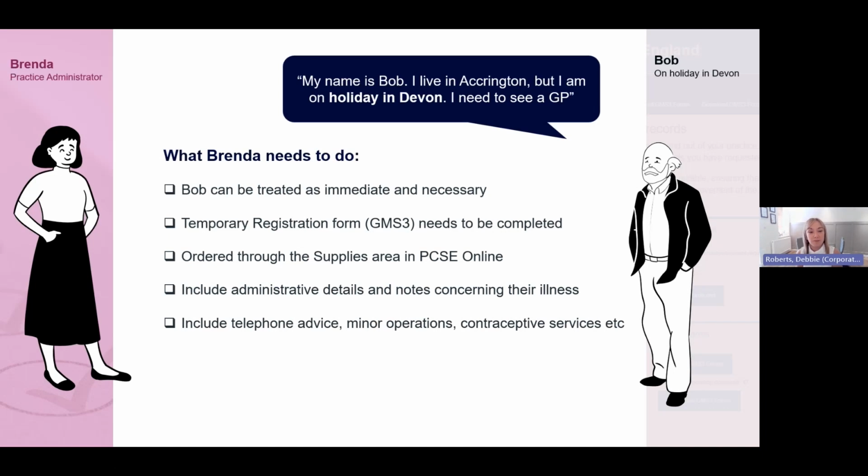Now, to get the GMS3 form, that can be ordered through the supplies area in PCSE online. She'll need to include all the details of Bob's illness, including all his personal details. And she'll need to include telephone advice and minor operations and all those bits and pieces of any treatment that he's had. The more information that's included on there is the better. So once the form has been sent to Bob's registered GP, he knows exactly what kind of treatment that Bob's had while he's been away from home.